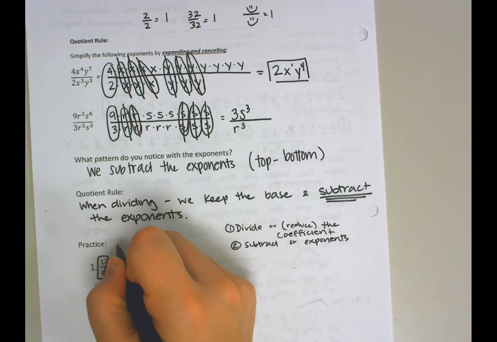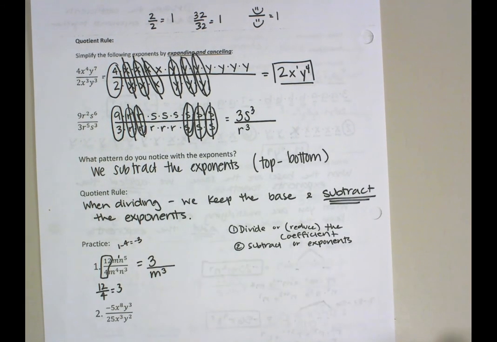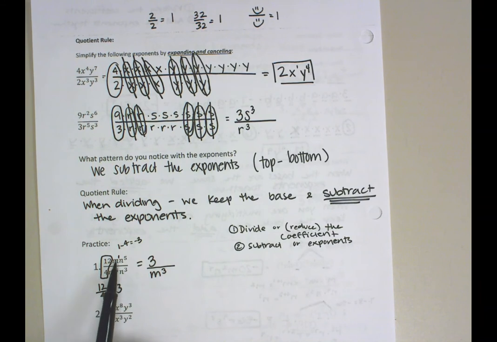Normally we subtract 1 minus 4, but that's going to give us a negative 3. And at this point, we don't know what to do with negative. So we're not going to worry about that yet. We just know that there are more m's at the bottom than there are at the top. So our m's are going to go to the bottom.